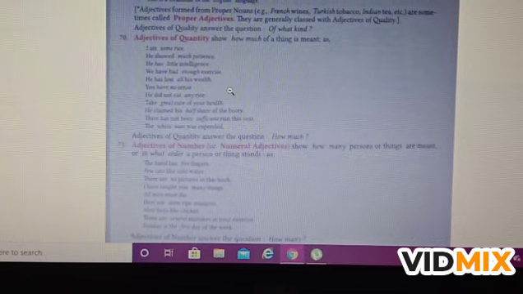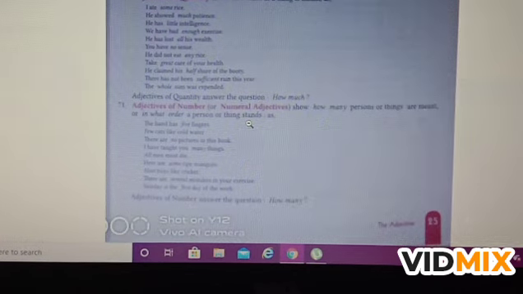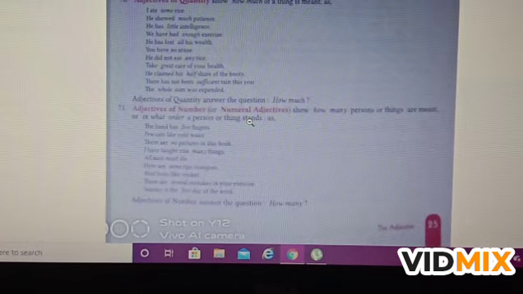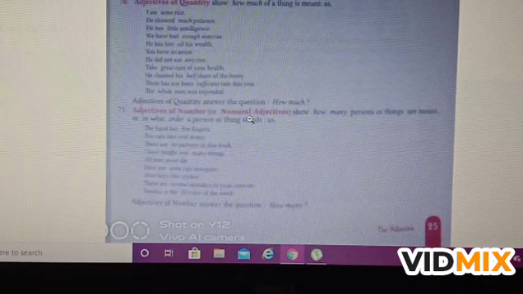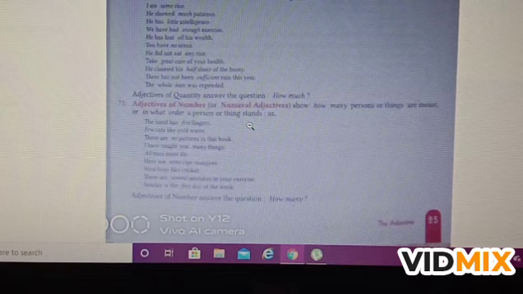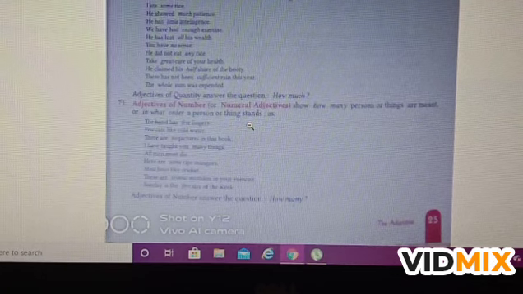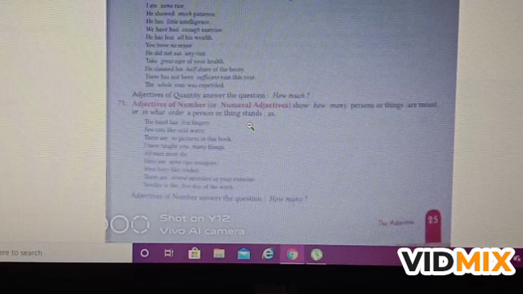I hope adjective of quality and adjective of quantity is clear to all of you. Next, adjectives of number. When anything shows how many persons or things are meant, or in what order a person or a thing stands, that is called adjective of number. Like my hand has 5 fingers. How many fingers? 5. And it is countable. I can count it. So that type of adjective is known as adjective of number.